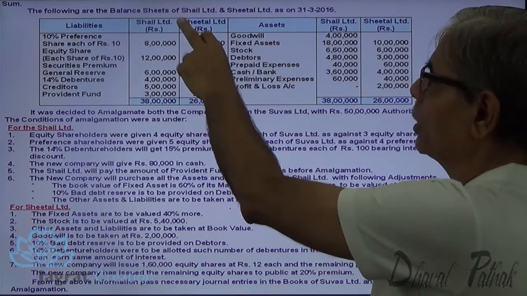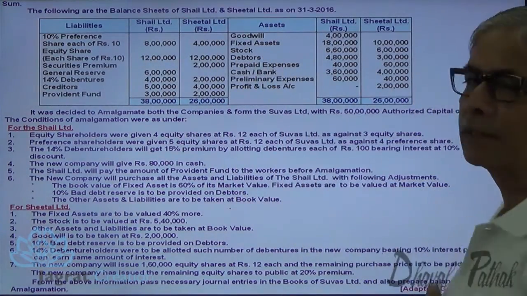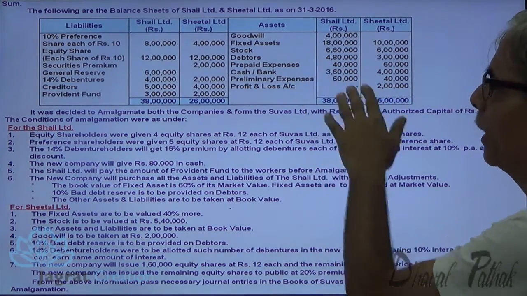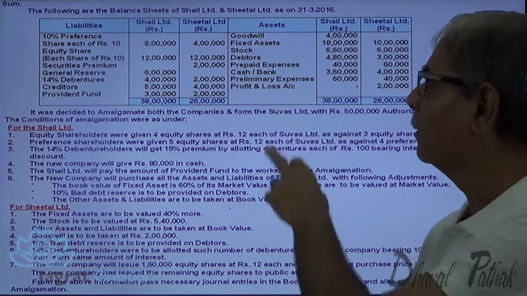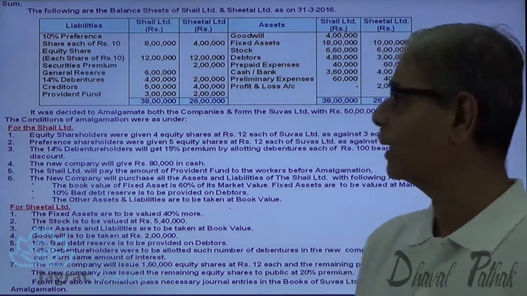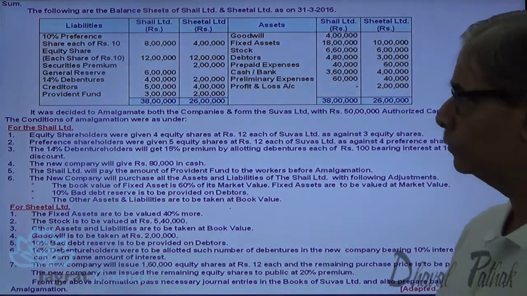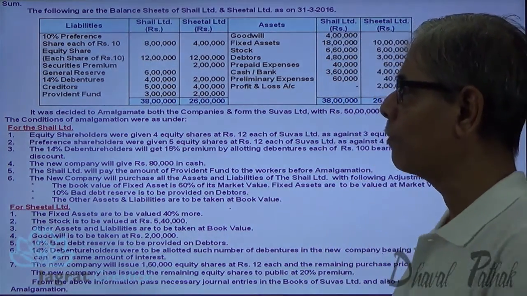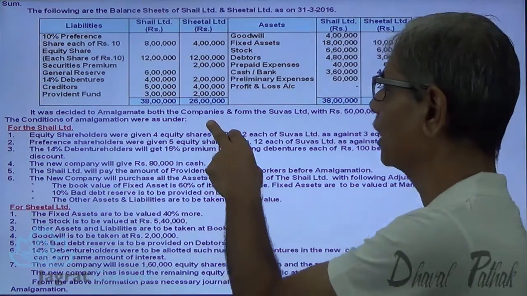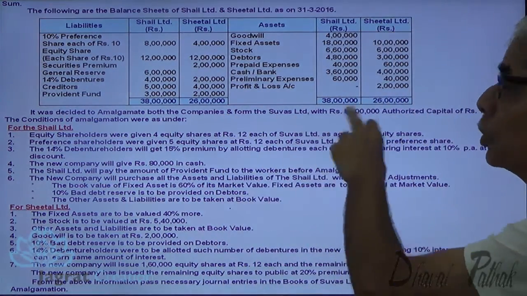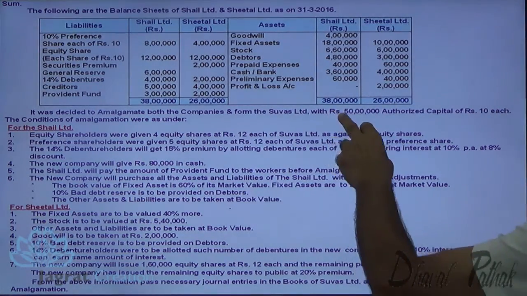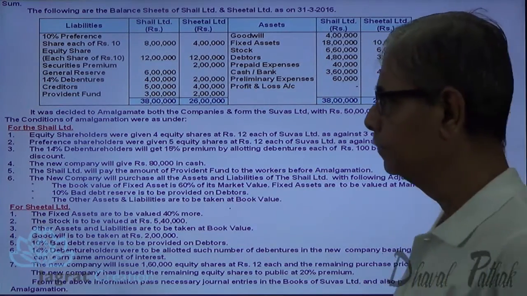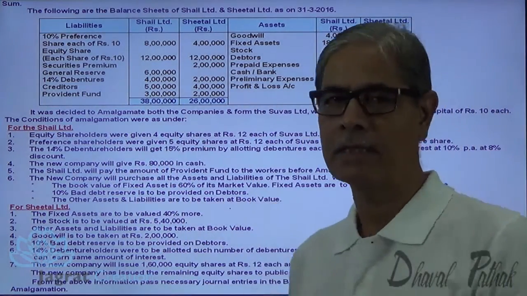The following are the balance sheets of Shail Ltd and Sheetal Ltd as on 31/3/2016. Assets like goodwill, fixed assets, stock, debtors, prepaid expenses, cash and bank balance, preliminary expenses and profit and loss account balances are given to you. On the liability side also, this is the information given to you. It was decided to amalgamate both the companies and form Sheil Ltd with 50 lakhs authorized share capital, ₹10 each. Conditions of amalgamation were as under.